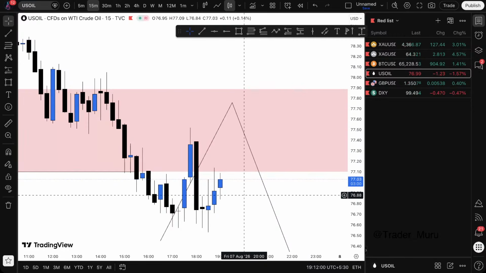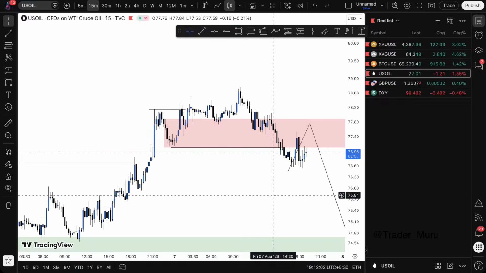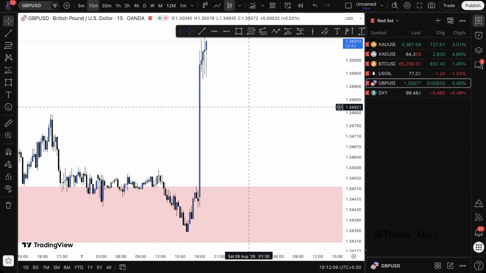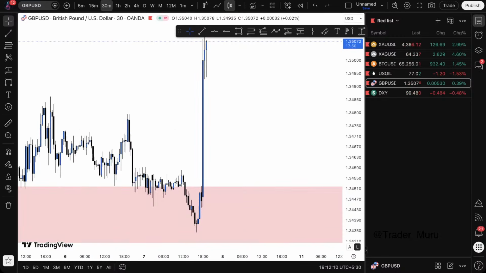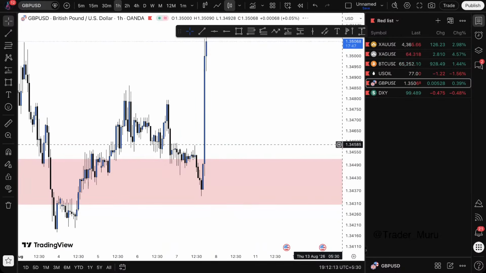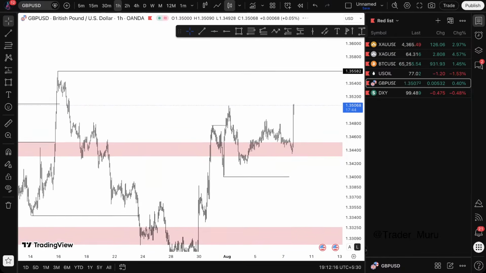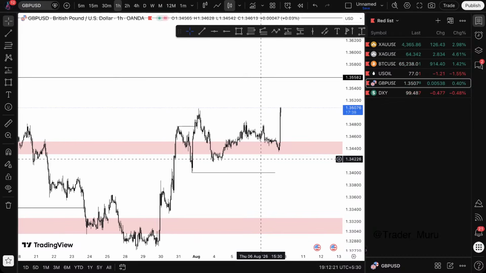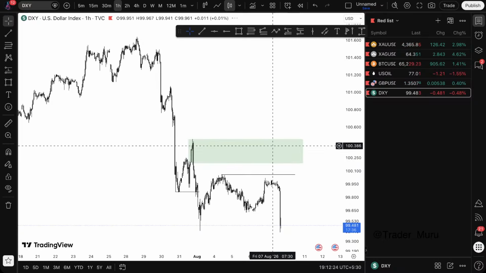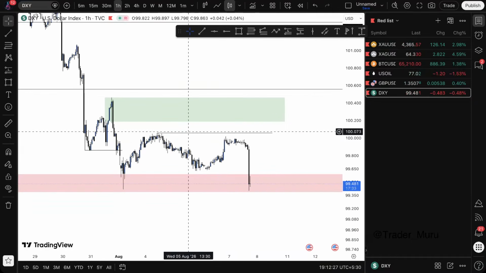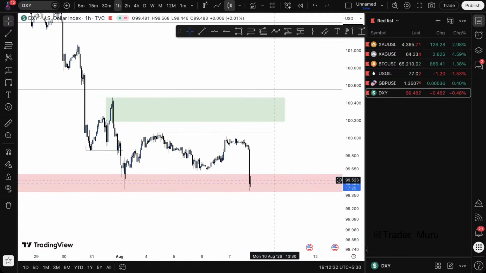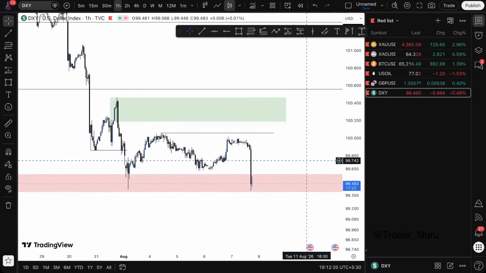Oil. Still ranging there. Okay, GBP got bullish from our area. Which was this one? This area. DXY was bearish, did not get our green zone test and directly dropped. We are expecting more drop on DXY.